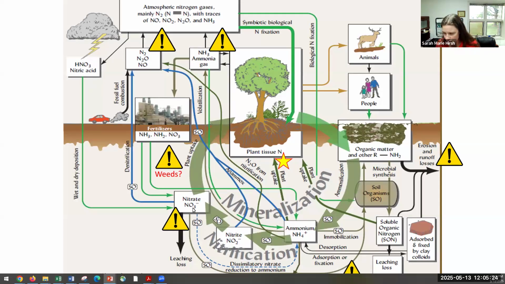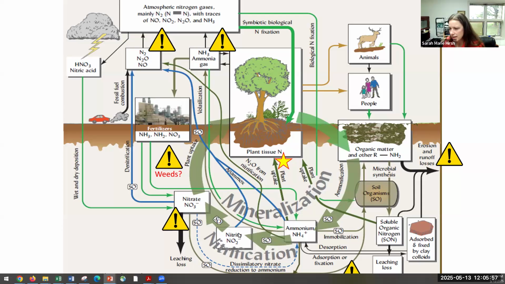If we have nitrate, not only can it be leached in that liquid form, since it's soluble, it can also be denitrified and be lost as a gas: N2 gas, N2O gas, or NO gas. So we could lose the nitrate both through leaching or as a gas. The ammonium form can be lost as a gas. The organic form can even be lost through leaching. So we have a lot of loss pathways here.